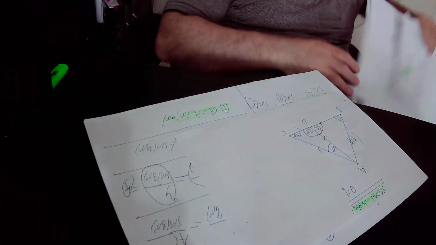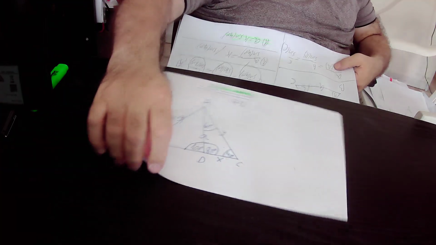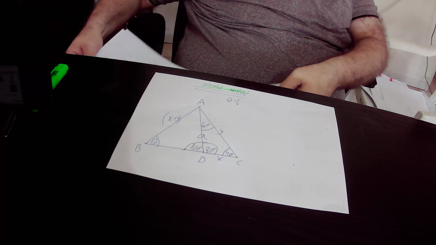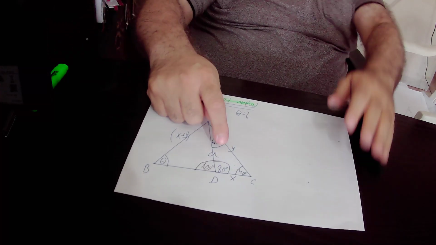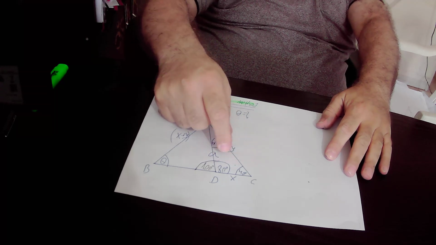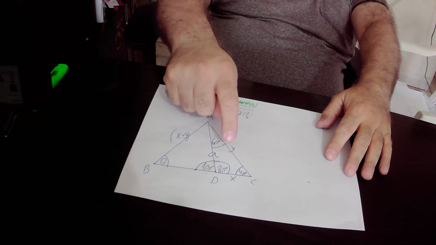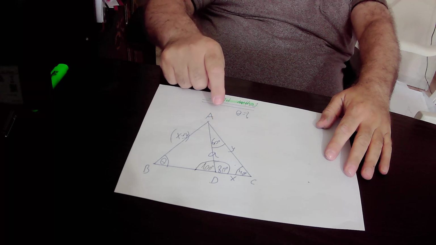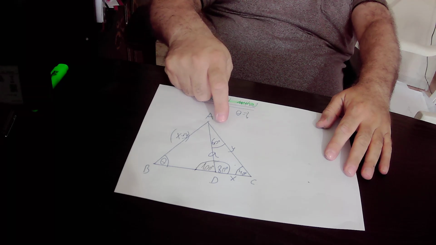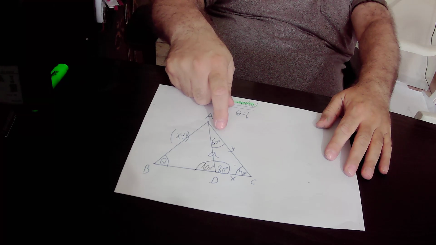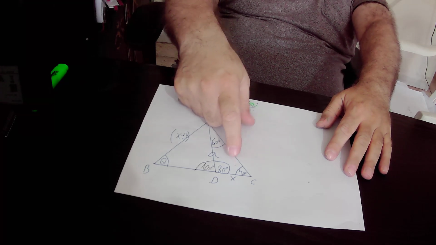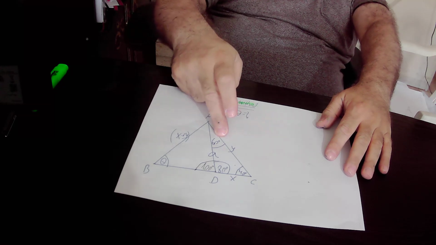Then I presented to you the second method. In the second method, we focus on triangle ADC. This angle equals 80 degrees. This angle equals 40 degrees. So the sum of those two angles is 80 degrees plus 40 degrees, which is 120 degrees. So in order to complete the sum of the angles in this triangle ADC to 180 degrees, this angle must be equal to 60 degrees. Why? Because 60 degrees plus 120 degrees is 180 degrees. So this angle must be equal to 60 degrees.